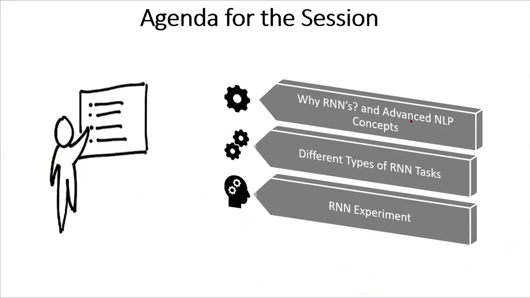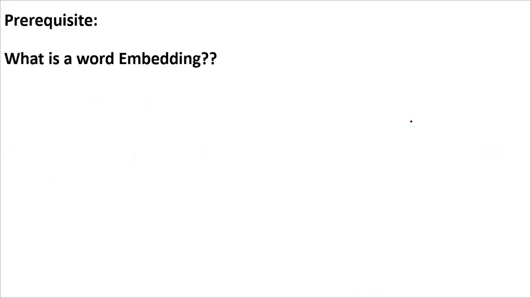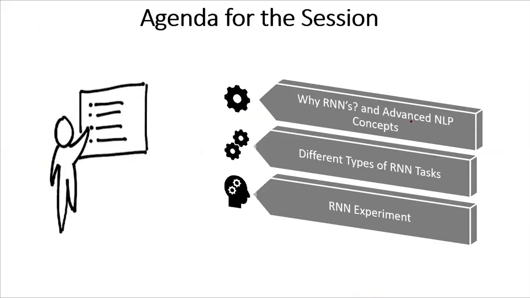Moving on for the day, the agenda for this session is, firstly, we will focus on why RNNs, what's the need? If we already have ANN and CNN, why was there a need to develop a different kind of architecture, and some advanced NLP concepts which are required to understand RNN. Then we'll cover a few tasks that RNN can tackle, and then go through a code walkthrough for a real life problem statement that can be utilized in lots of spaces in NLP.